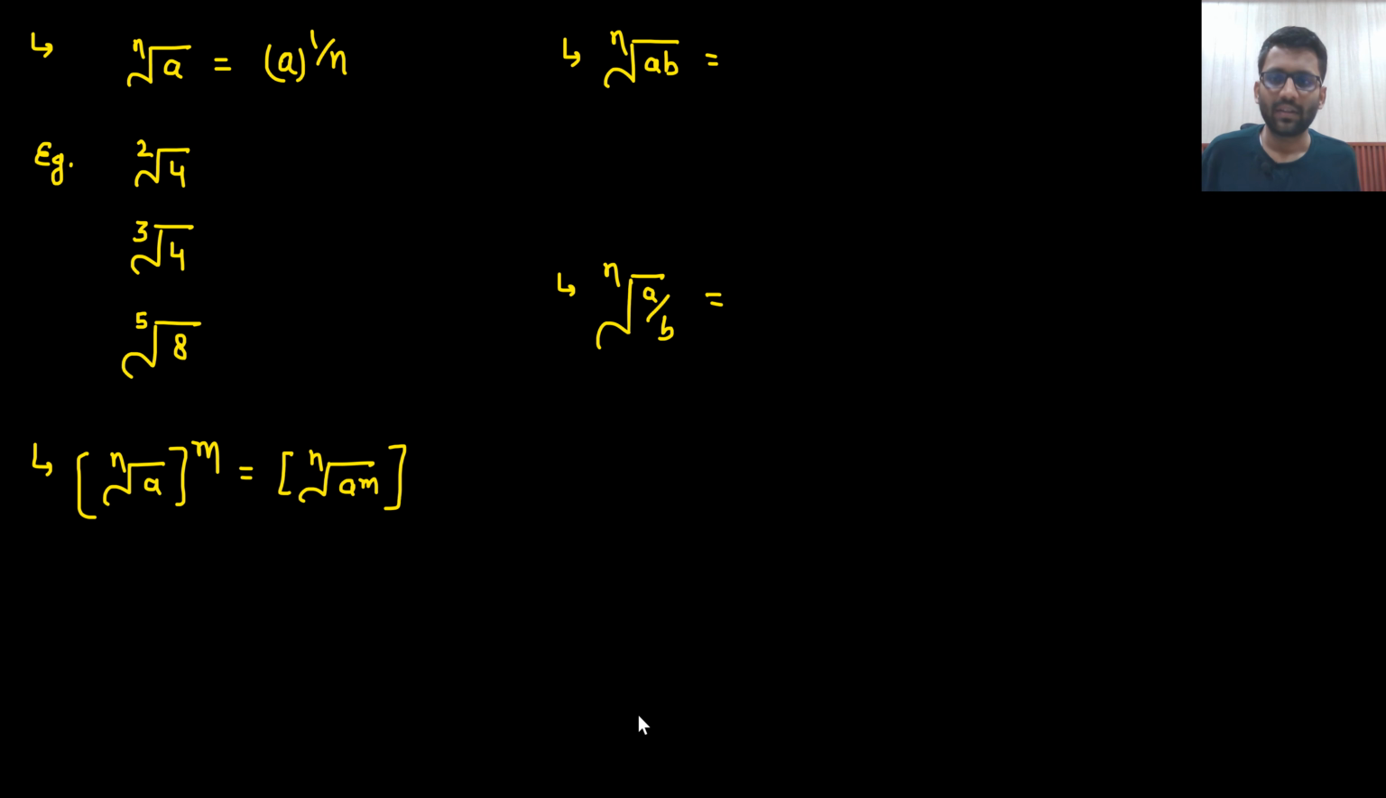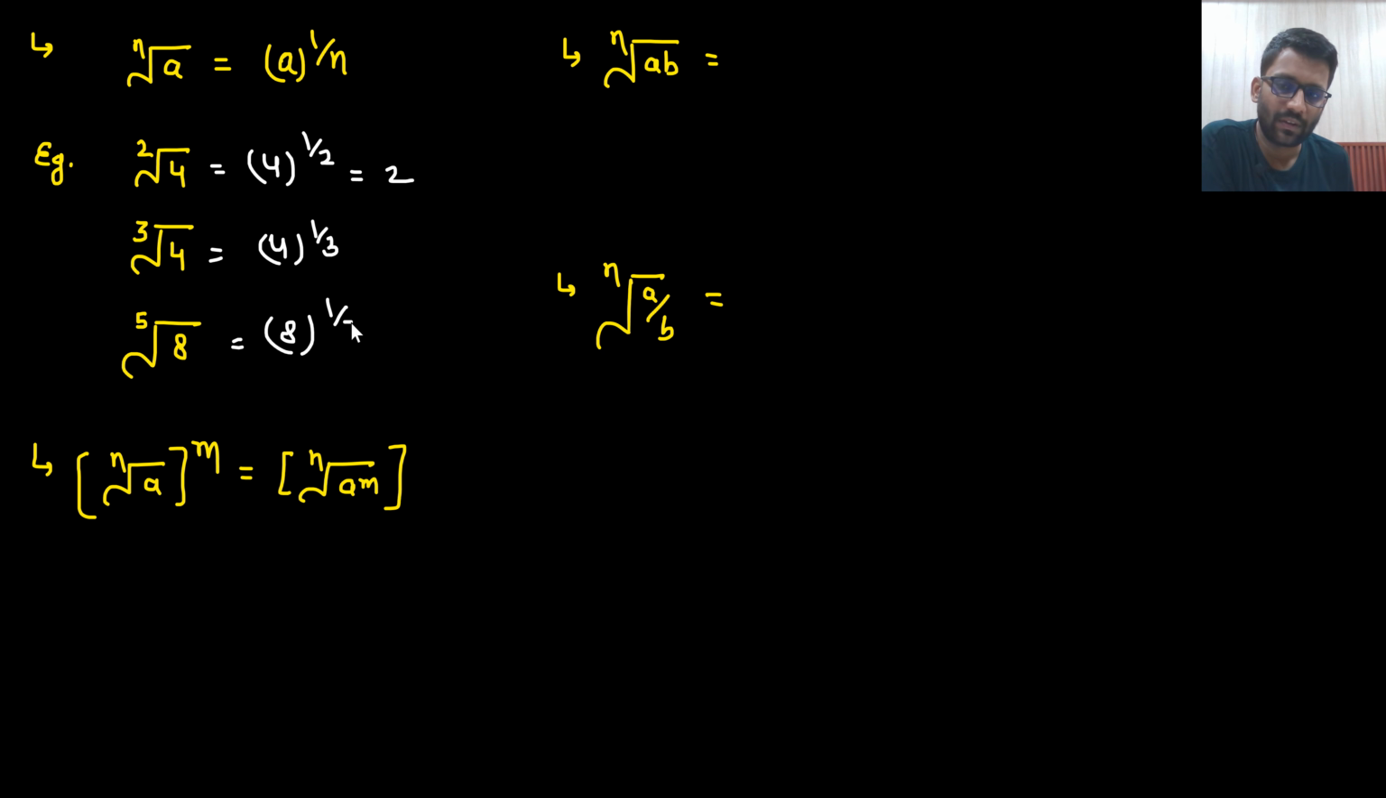Okay, let's see these things. This is the nth root of a, which can be written as a^(1/n). What do I mean by that? Root power 2 means 4^(1/2), or you can write it as 2. Root power 3, 4^(1/3). Root power 5, 8^(1/5). Okay, so this is what it means.